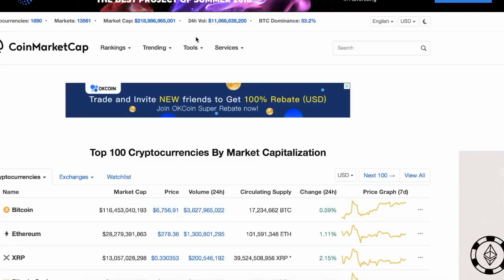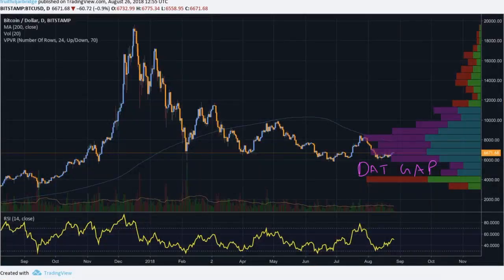Being used as support, I guess, as a bounce zone, which is obviously a pretty useful thing to have. I actually wanted to share this chart with you, the potential opportunities if we do go down, if we go below support at about 5,800.